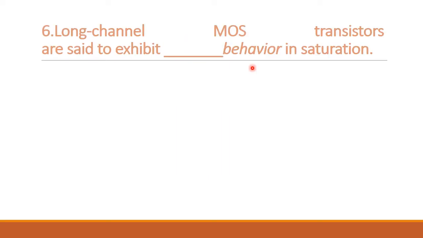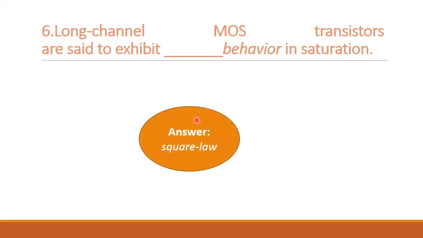Next question. Long channel MOS transistors are said to exhibit dash behavior in saturation. So long channel MOS transistor exhibits square law behavior in saturation.